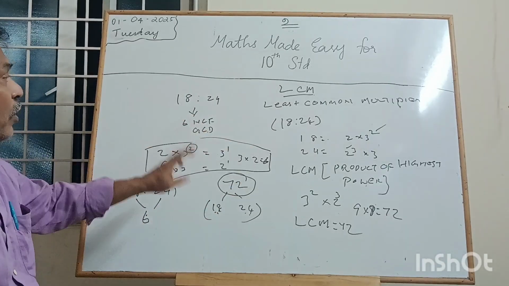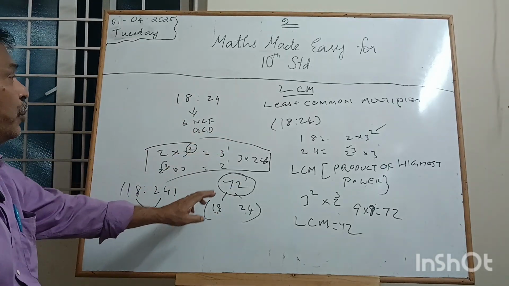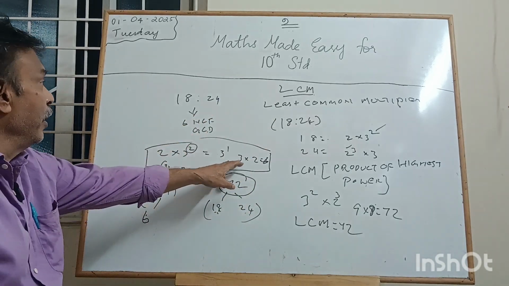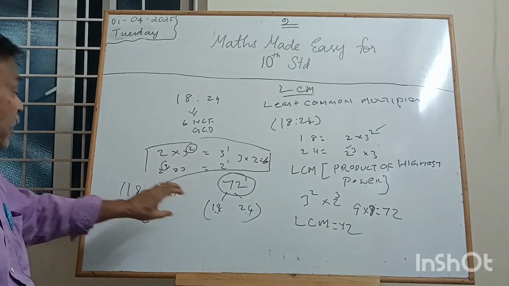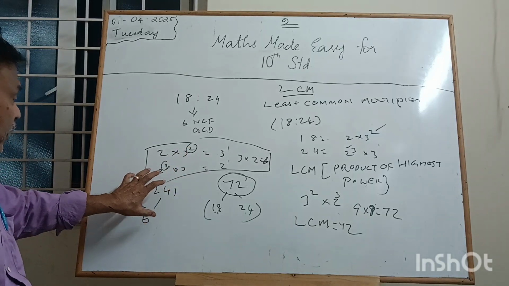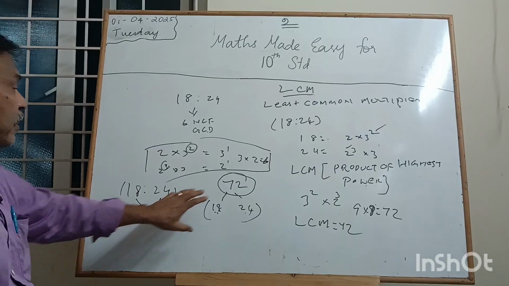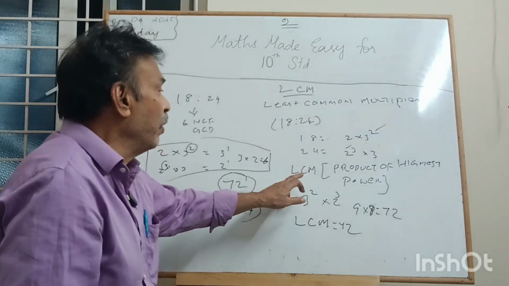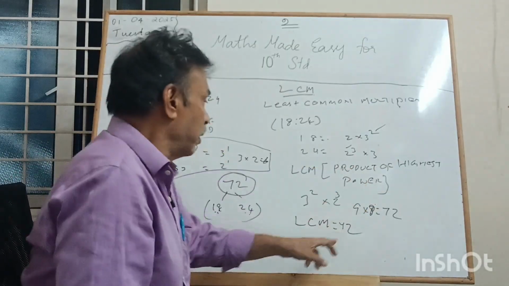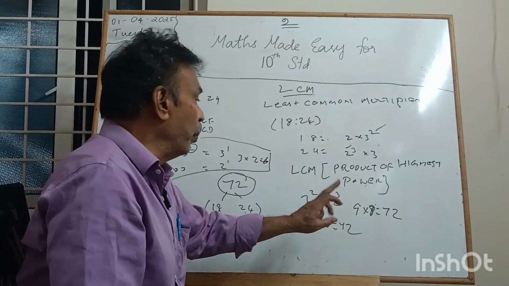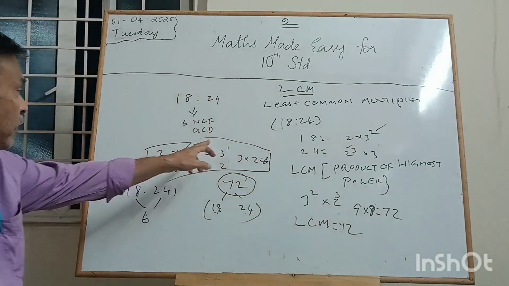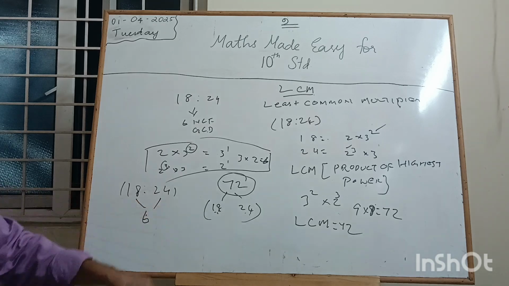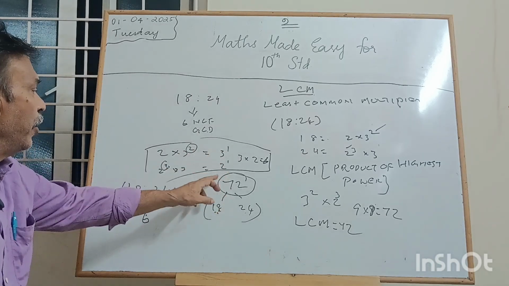So if you get confused thinking the least common multiplier is the highest number, or that 6 is the HCF, don't get confused. This is a set; for this set, this is the HCF, and this is the LCM. So the rule of LCM is the product of highest powers, that is 3 squared into 2 to the power 3, which is 72. In the case of HCF it is the least power, that is 3 to the power 1 and 2 to the power 1.